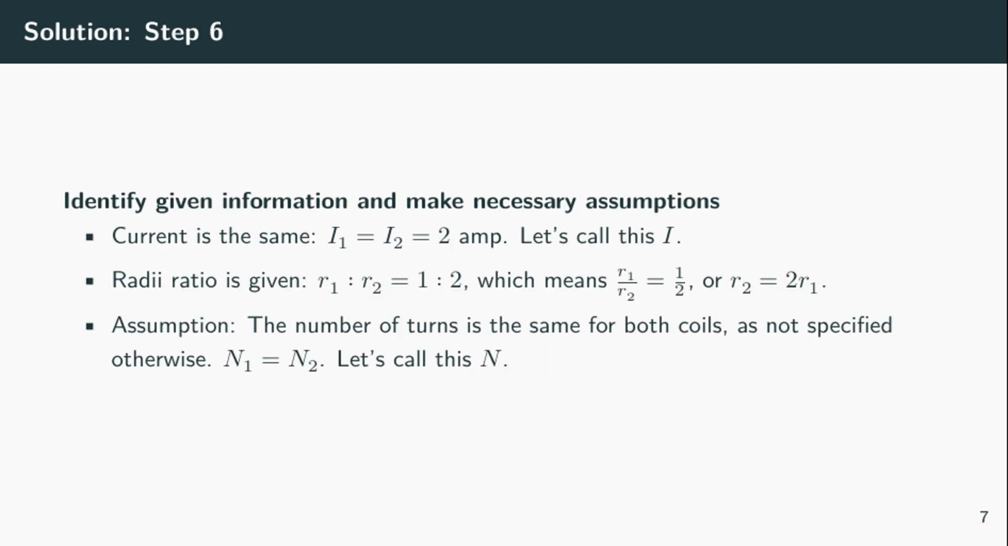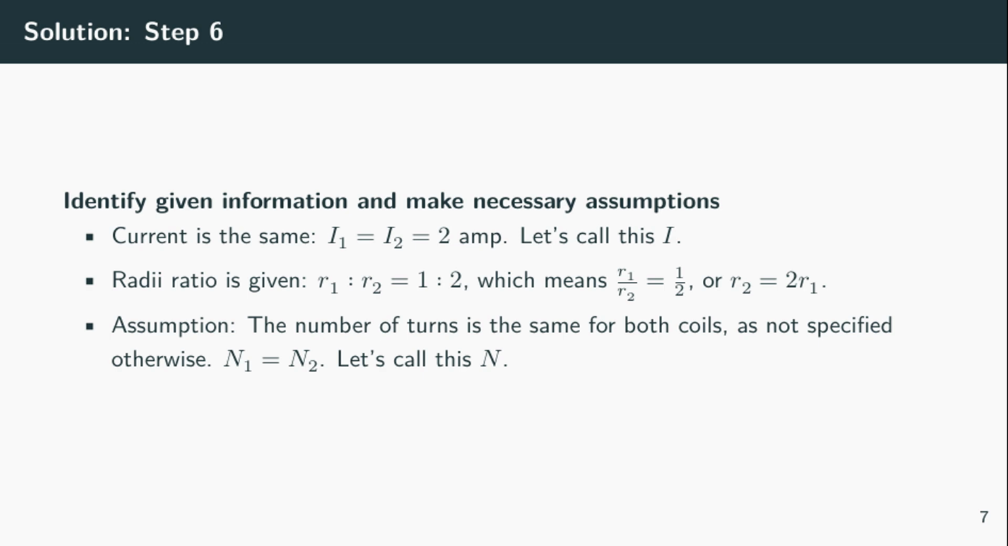Step 6 is about identifying the information we are given in the problem and making any necessary assumptions. First, we know the current is the same for both coils. I1 equals I2, and that's 2 amp. Let's just call this current I. Next, the radii ratio is given as R1 to R2 equals 1 to 2.